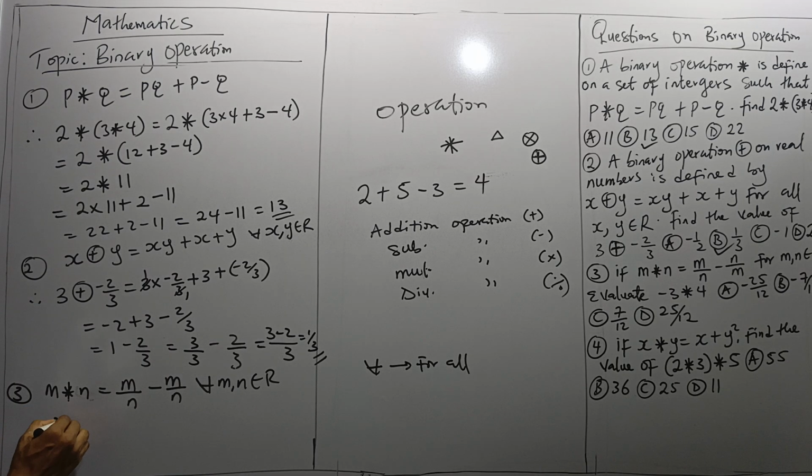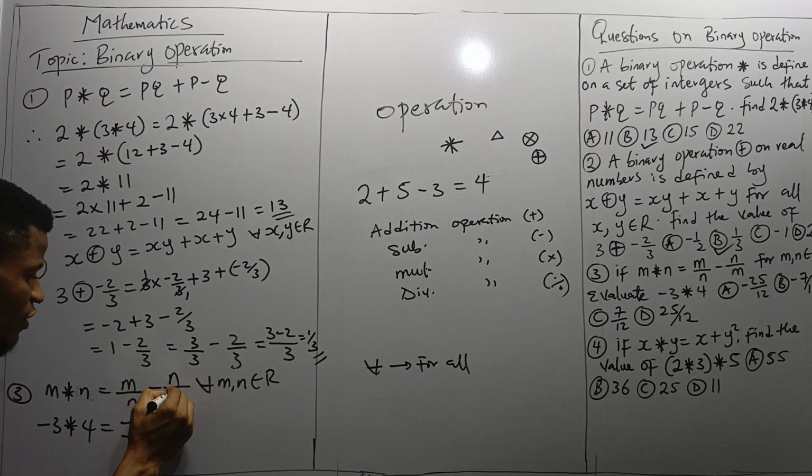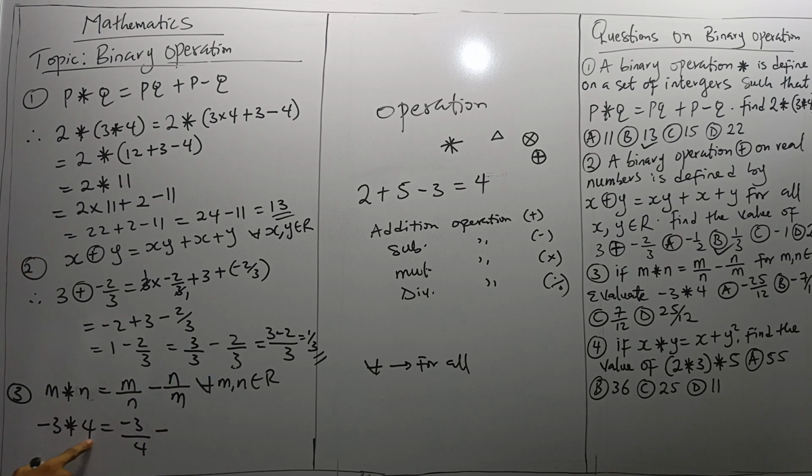So therefore minus 3 operation 4 is going to be equal to, now the first here is m, so the first here is minus 3. From the formula, whenever two elements combine, it's going to be the first divided by the second minus the second divided by the first. So our first here is negative 3 divided by the second, which is 4, then minus the second, n, divided by m, the first.